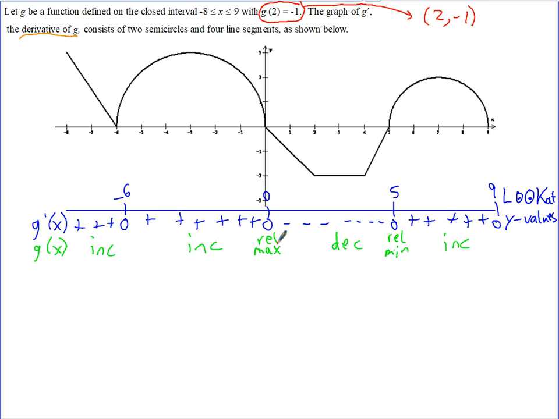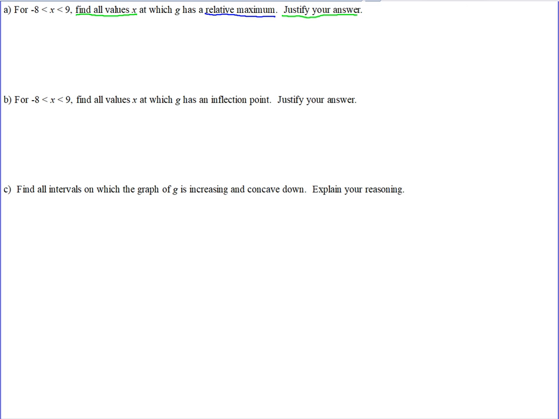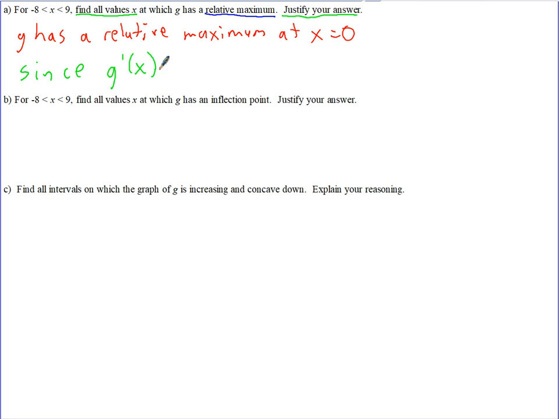So in this case, we only have one relative maximum. So we can write that down. And say g has a relative maximum at x equals 0. And what we justify our answer here is since g prime of x changes from positive to negative at x equals 0.